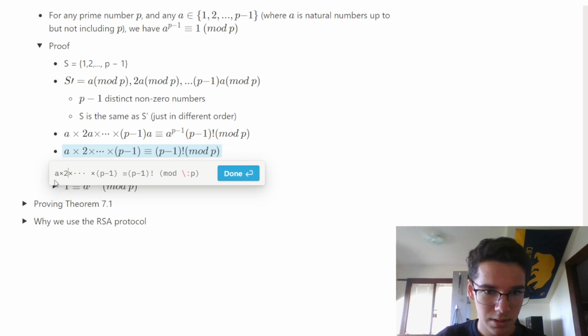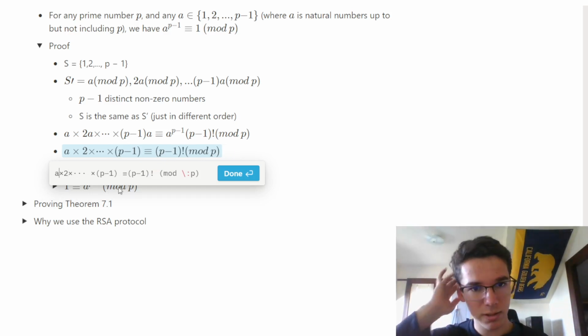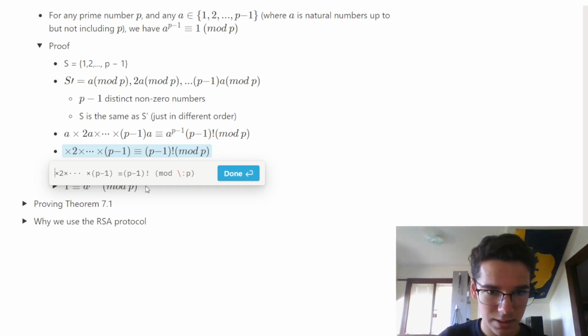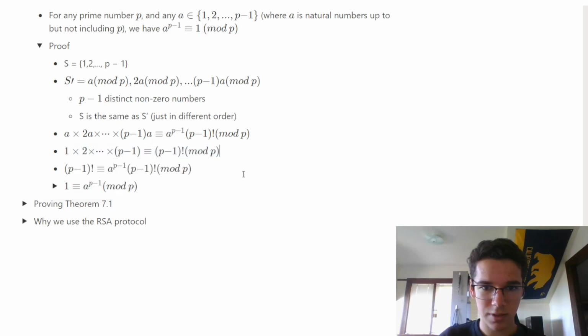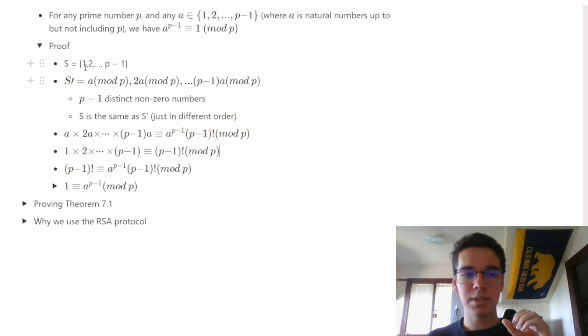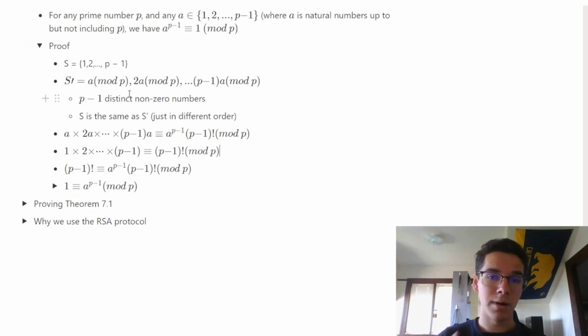The first equation is what happens when we take the product of every number in S prime, and this second equation is what happens when we take the product of every number in S. Okay? But as we can see, because all the numbers in S and S prime mod p are the same, we know that p minus 1 factorial is congruent to a to the p minus 1 times p minus 1 factorial in the mod p space. So hopefully that makes sense.